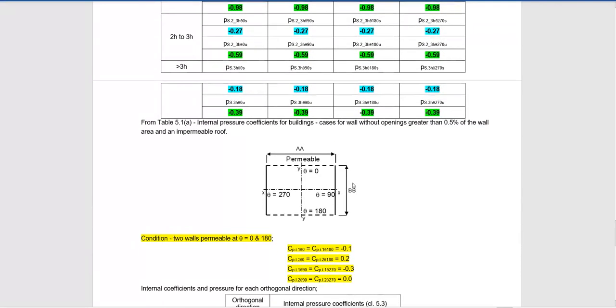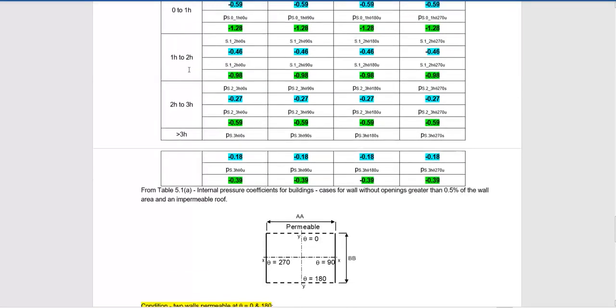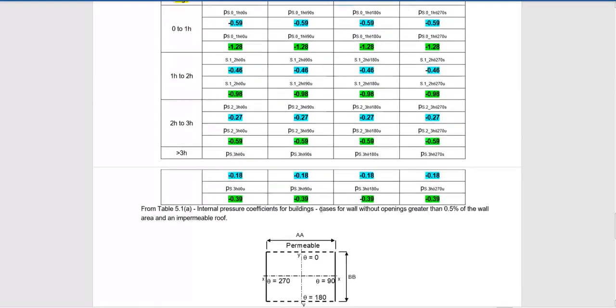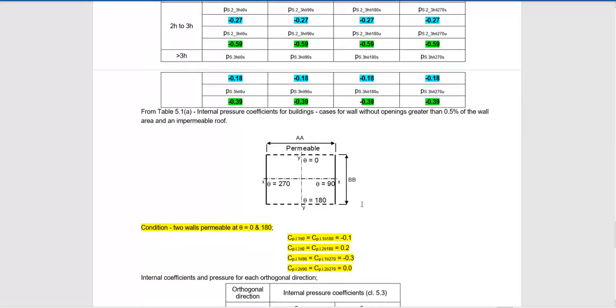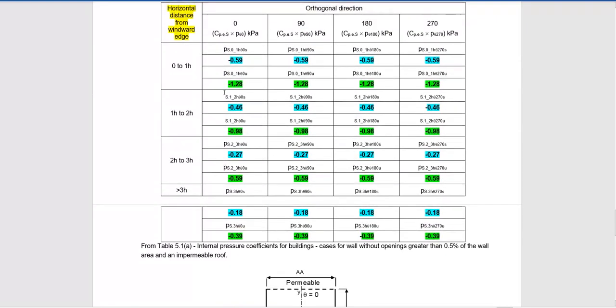It also makes sense. Like I said, if the wind comes here, this side will be 0 to 1h, 1h to 2h, and then 2h to 3h, and this side will be greater than h. So this side will experience less pressure from the windward effect. Okay, so I've got all these values.